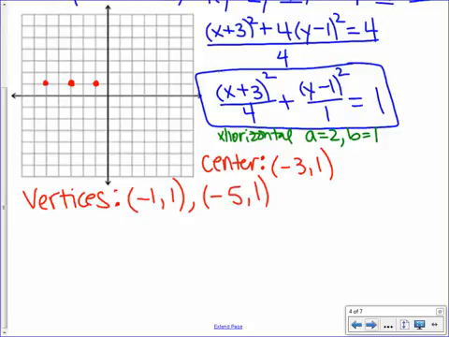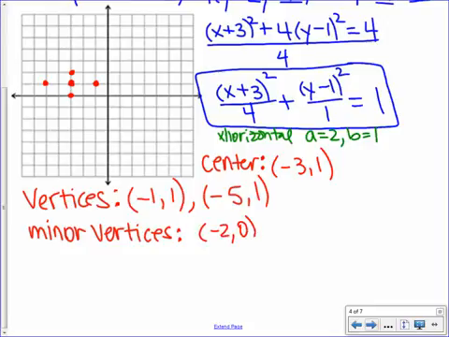Then to get our minor axis, we're going to use b. So we're going to go up 1 and down 1 from the center to get what I'm going to just have you label as minor vertices. The book does not talk about minor vertices. I just like you to actually write them down so I can see that you moved b away from the center. Okay, so we plotted points at (-3, 0) and (-3, 2). So those 4 points give you the shape of your ellipse.